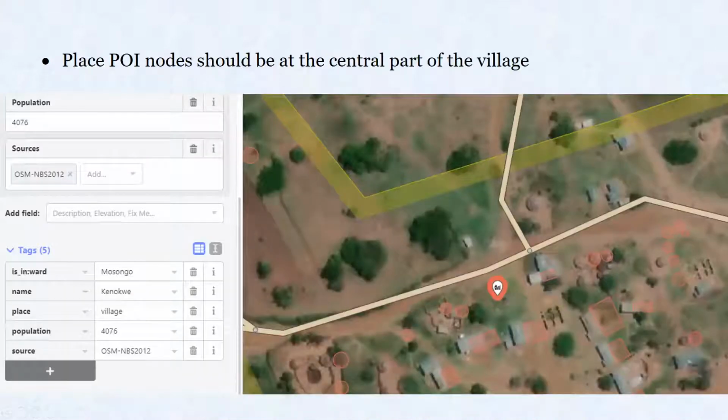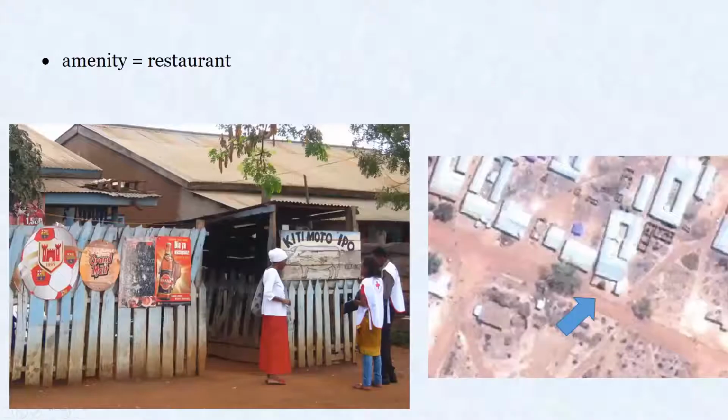Here would be an example of putting the label in the central part of the village. This is a small village. It does have a population of 4,000, so it is a village. And putting the label right at the road intersection is a good example. And then you also want to add a tag for the restaurant, but you can also say what kind of food is served there.